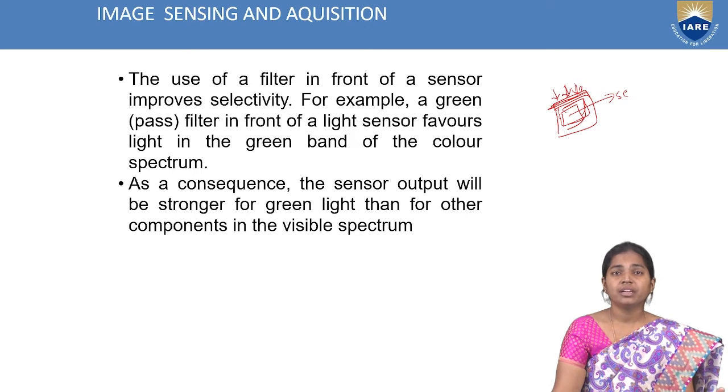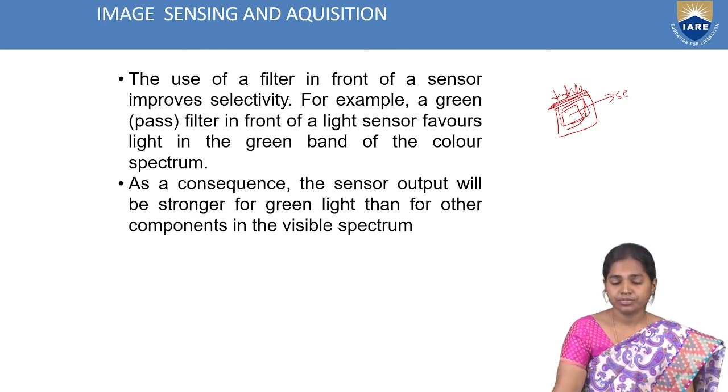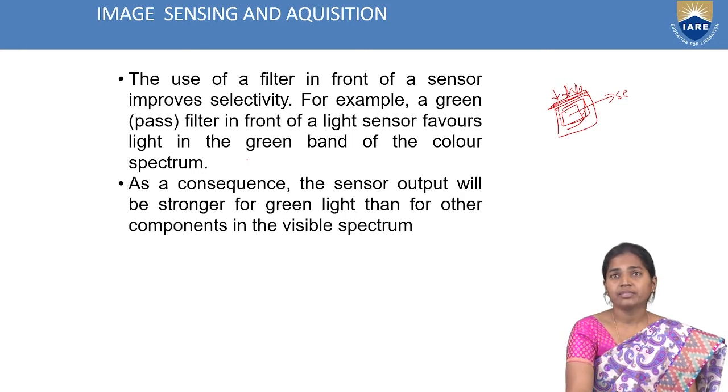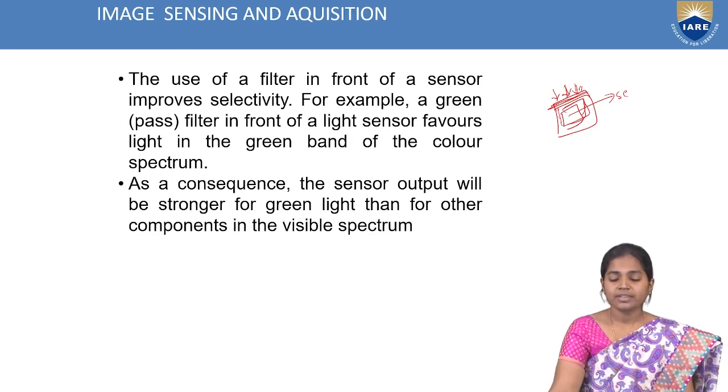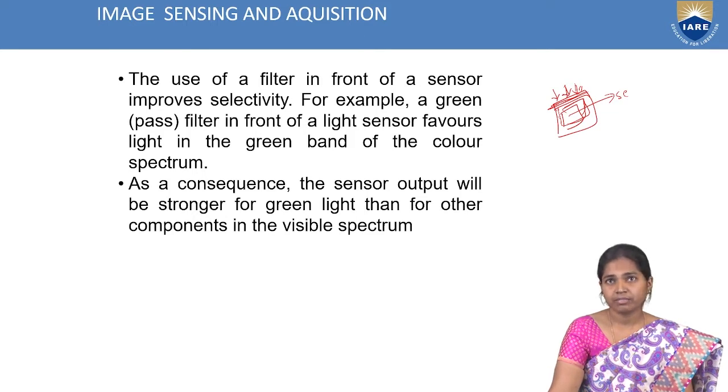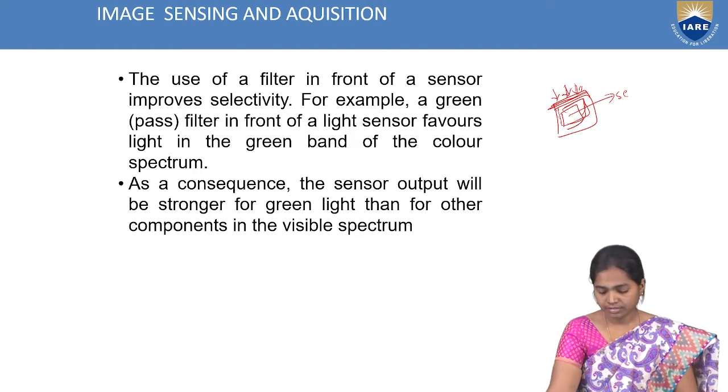For audio we use frequencies from 20 Hz to 20 kHz. Based on our requirement, the entire band of frequency is divided into different parts. Here a green pass filter in front of a light sensor favors light in the green band of the color spectrum. As a consequence, the sensor output will be stronger for green light than for other components in the visible spectrum. So the intensity level of green is more compared to other colors.